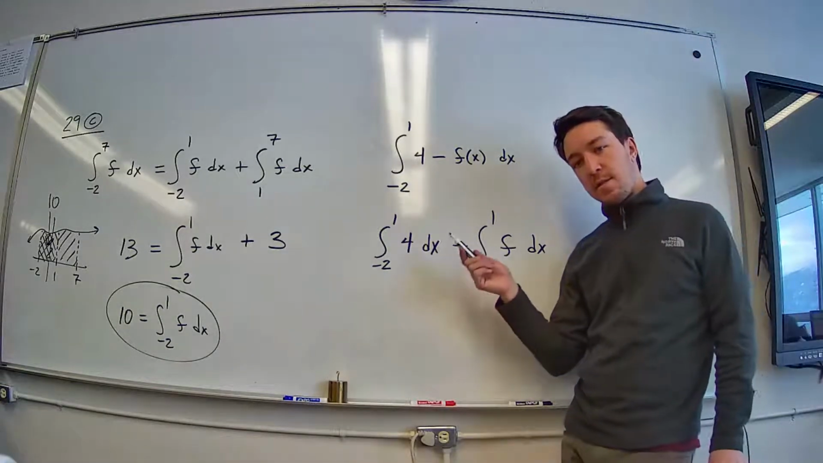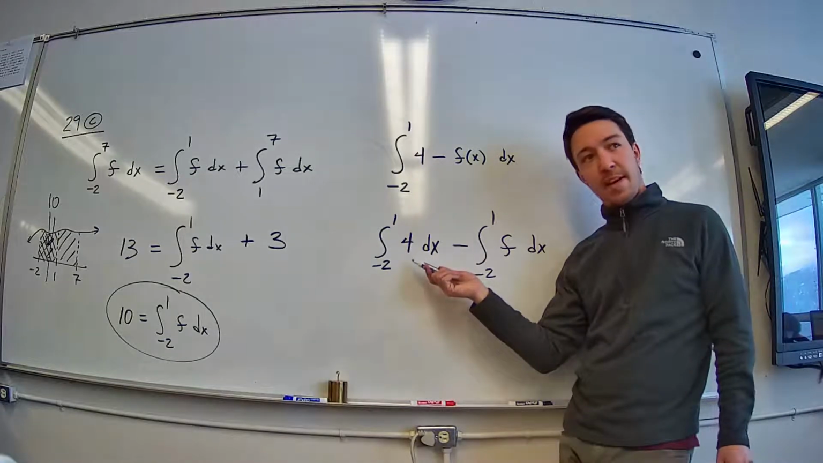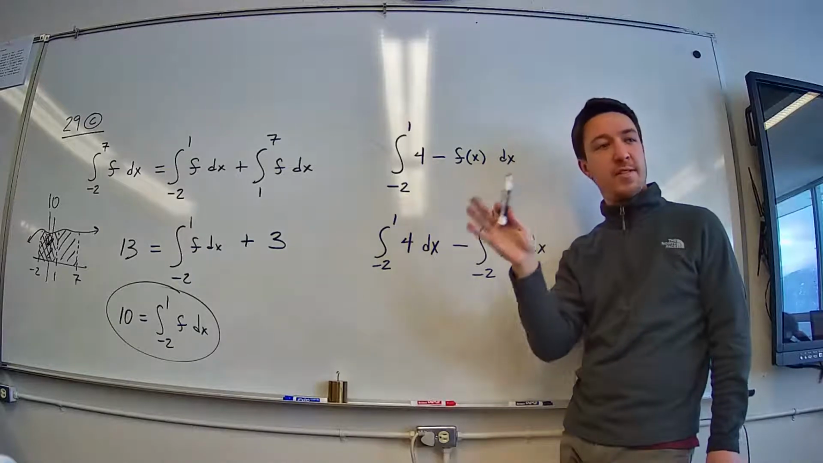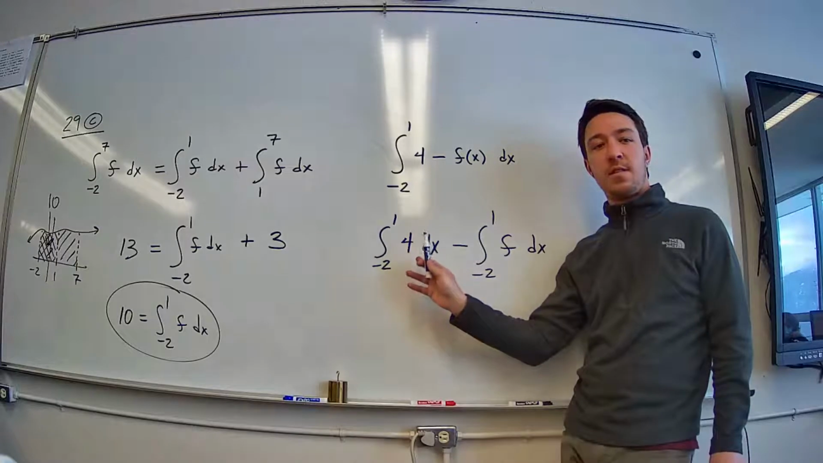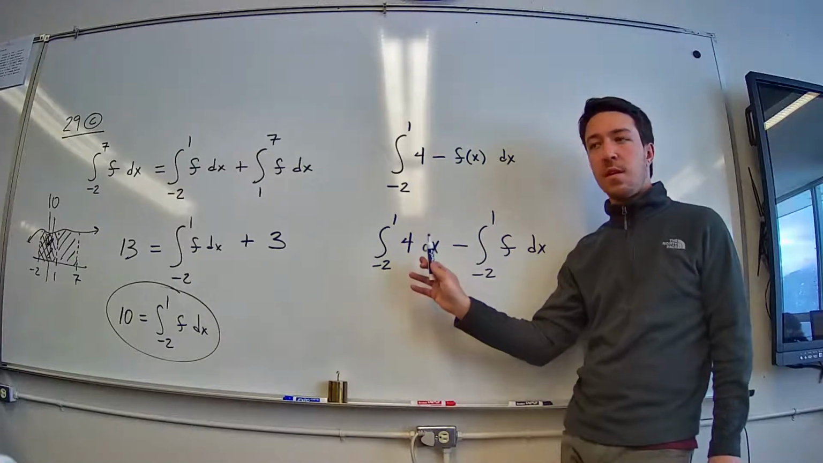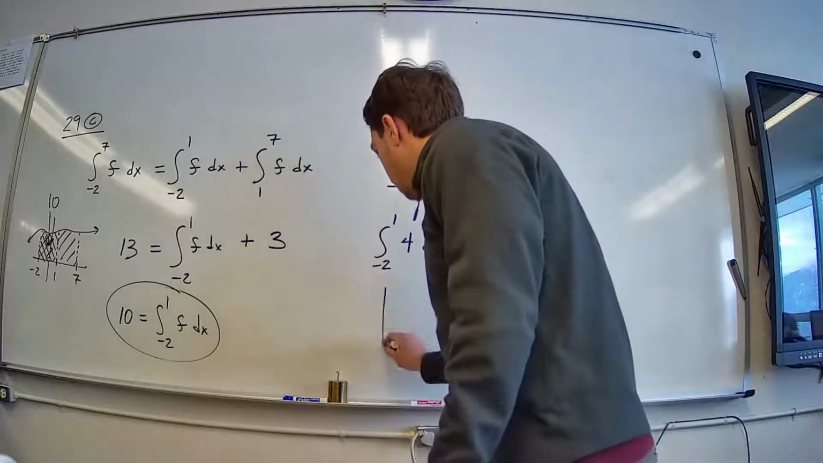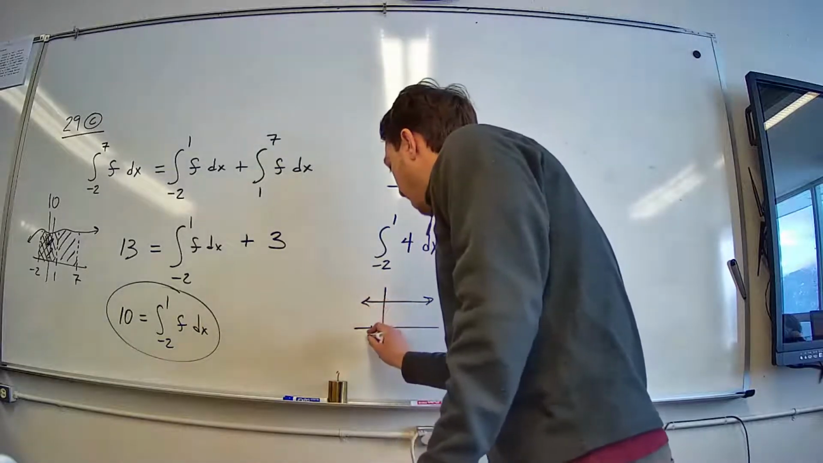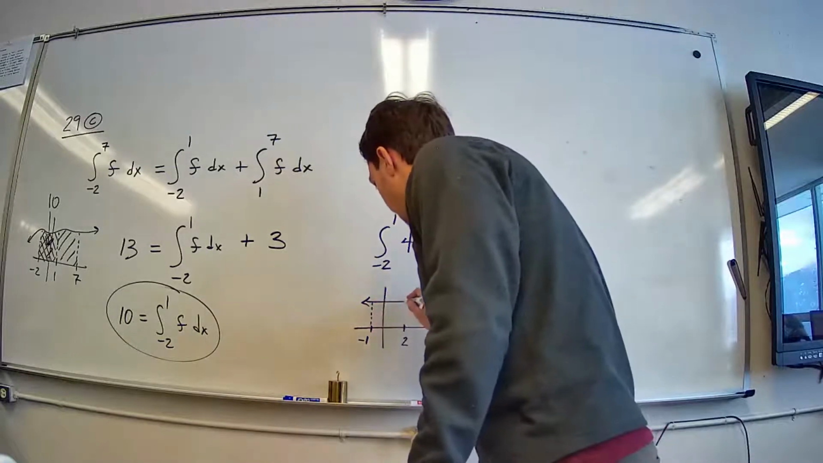Here's a good little test. Who can do that in their head? Maybe you can. If you can't, it means you're maybe missing a visual element of things. Who's got the answer? What's that in their head? 12. Why? Well, if you graph y equals 4, and then take the area from -1 to 2, what shape is that?